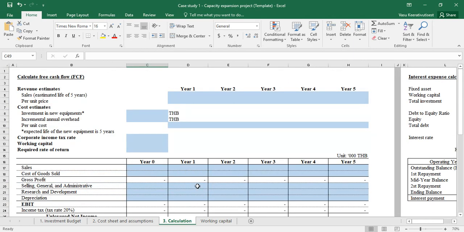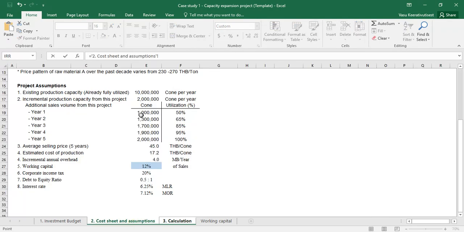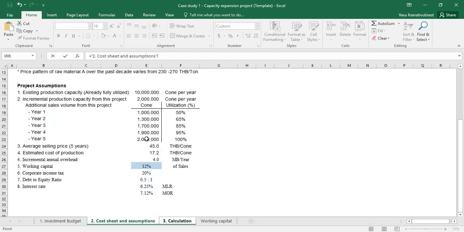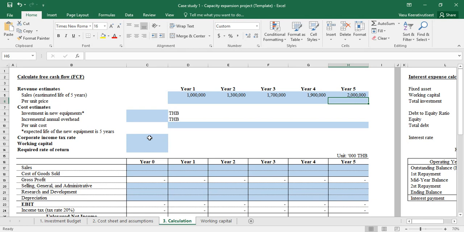Then you calculate here. Let's work on this part row by row. This is your sales estimate, so you link to this one. This is your sales estimate in year 2, in the third year, in the fourth year, and in the final year. As I mentioned in class, when you link all of the information here to the assumption sheet, later on you can change anything in your assumption sheet and it will directly affect this calculation.